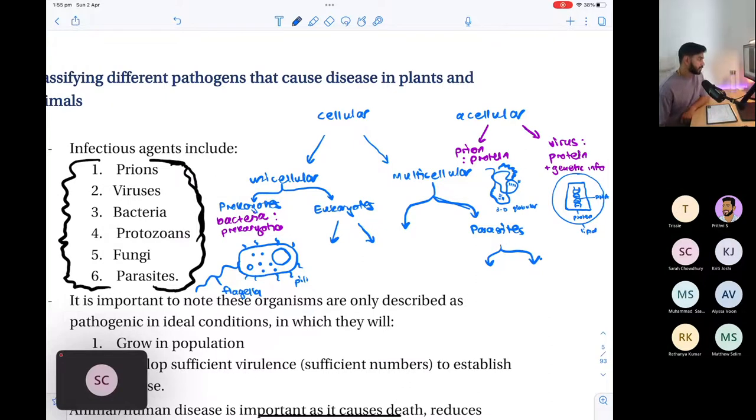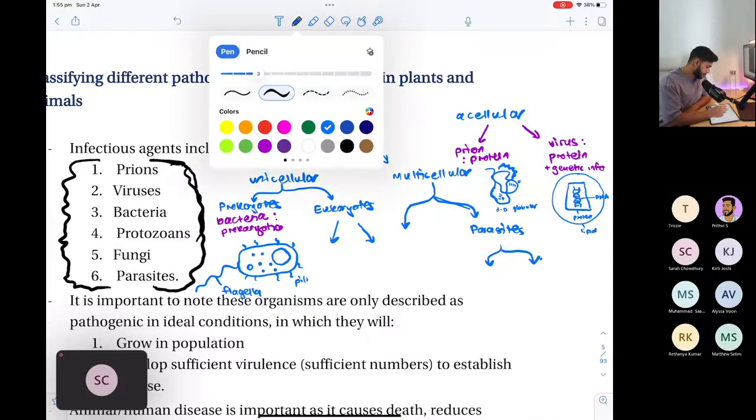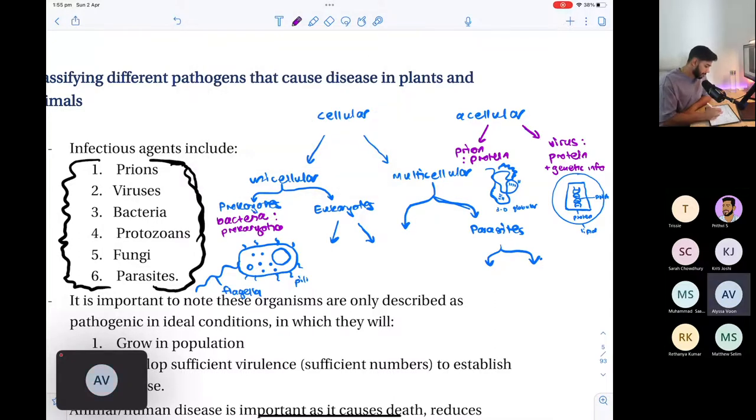Okay, so with eukaryotes, what are the two examples of eukaryotic unicellular organisms we have? Alyssa, we'll start with you. There's protozoa and some fungi. Good, very good. Protozoa, and then there's fungi that are unicellular.